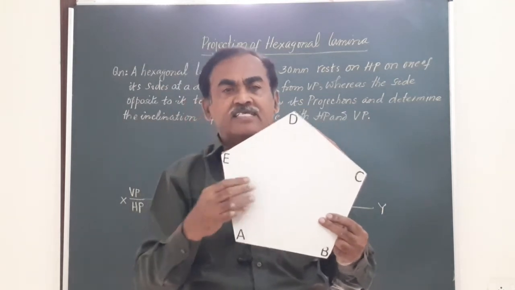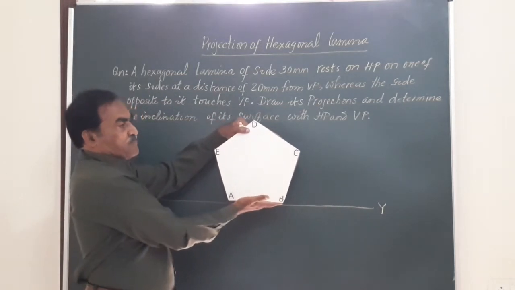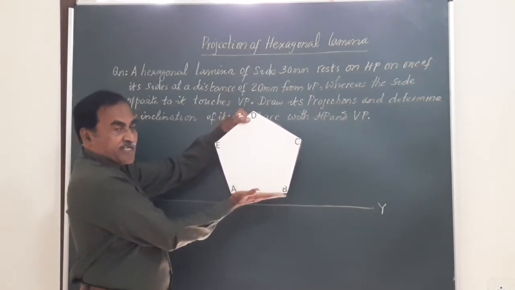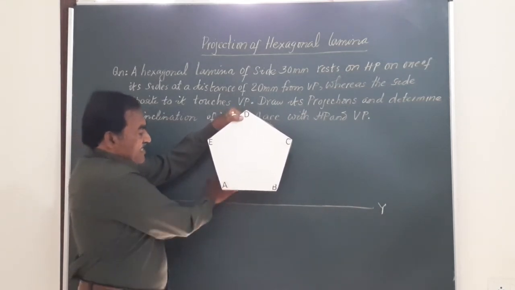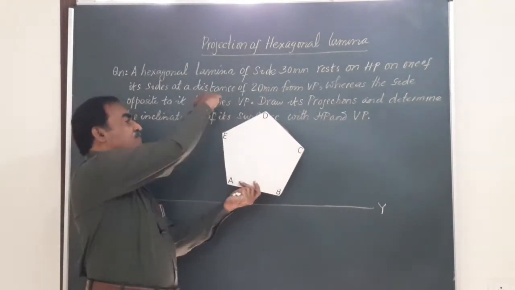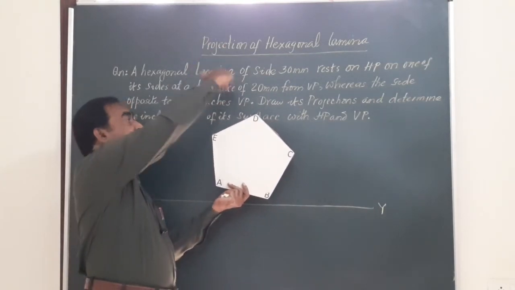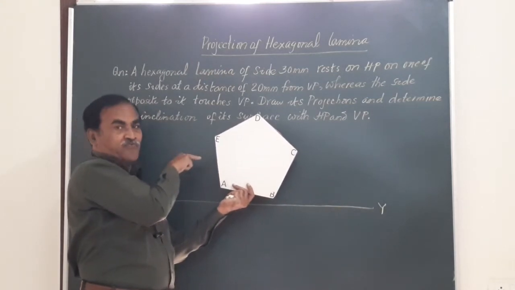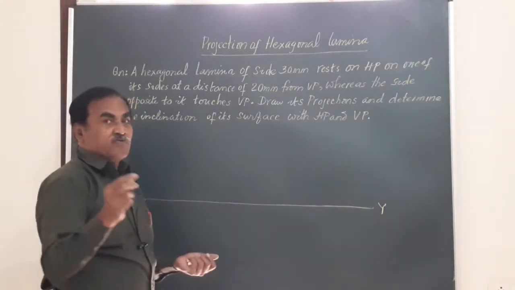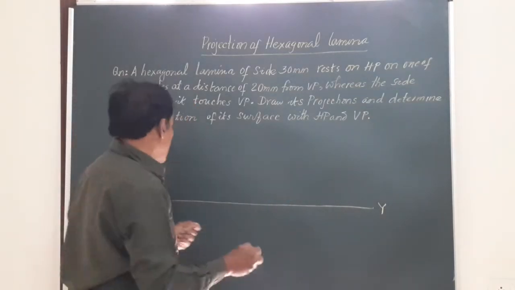So friends, he says that the lamina is held on one of its sides on HP. So what I do, I just place this lamina parallel to the wall on the HP such that one of the edges is 20 millimeter in front of VP. So friends, this distance of 20 mm can be seen by the observer either in the top view or in the left view. So friends, I am going to draw a hexagon of the given size, that is 30 mm, with one of the sides resting on HP, that is XY.